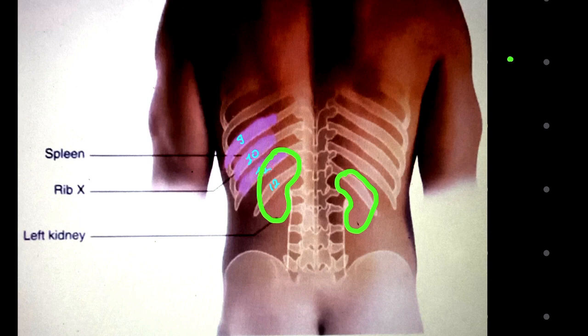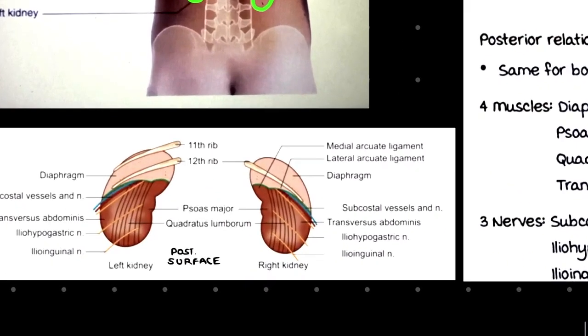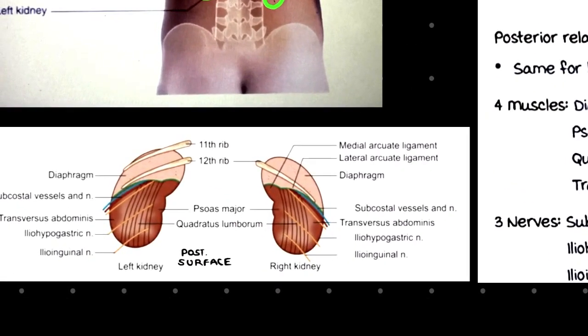That is why our left kidney, its position extends up to the 11th number rib. But our right kidney just reaches the 12th number rib. It does not go further upward. So okay, now let us look at this diagram.